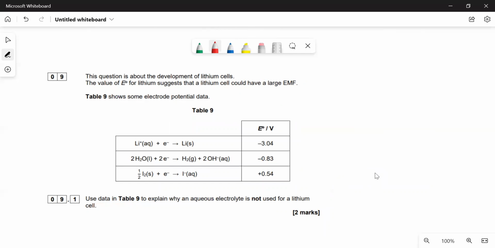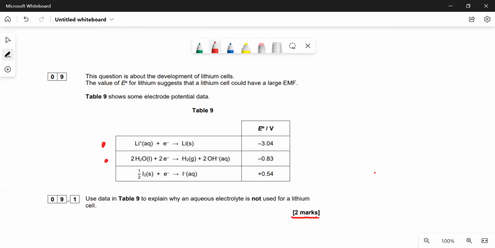If we have a look at this, it's because lithium will react with water. As we know from GCSE, alkali metals will react very rapidly with water. And how can we show that using this data? We need 2 marks. You can't just say lithium reacts with water. To say why it reacts with water, we'll look at that half equation and that half equation.